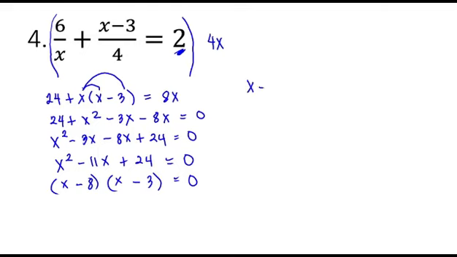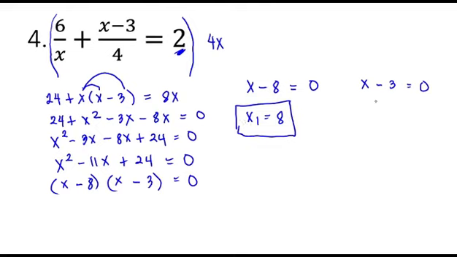So, you have x minus 8 equal to 0. And x minus 3 equal to 0. After that, get x sub 1. Lipat natin yung negative 8. Positive 8 na siya. So, that is the first solution. Tapos, sa x minus 3 naman, for x sub 2, lipat lang natin yung negative 3. That will now become positive 3. So, therefore, class, the solutions for the given rational equation, 6 over x plus (x minus 3) all over 4 equal to 2 are positive 8 and positive 3.